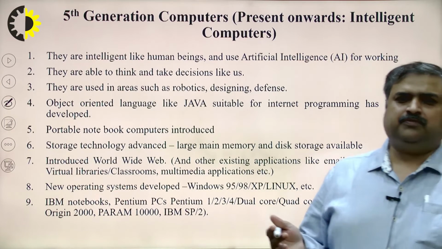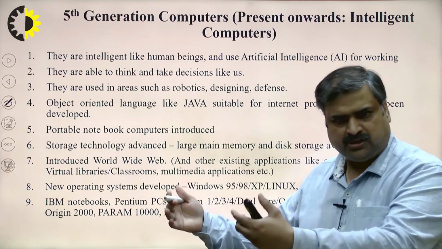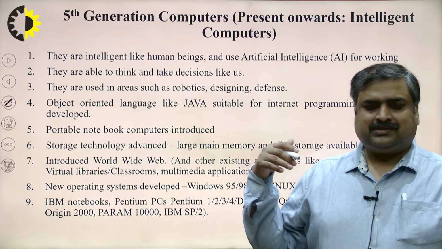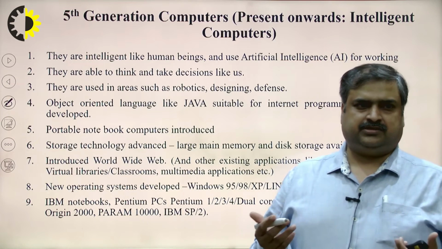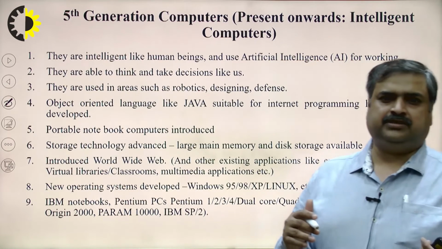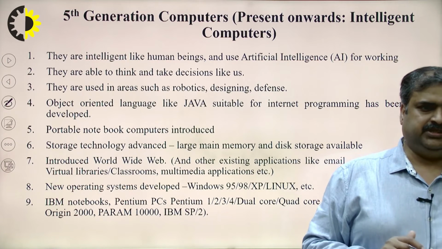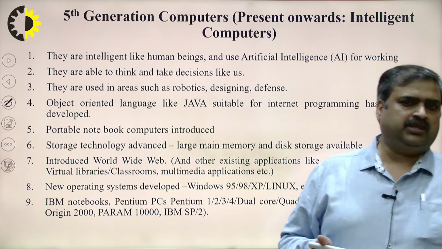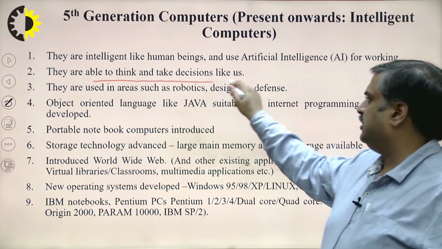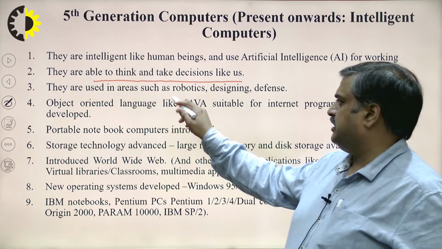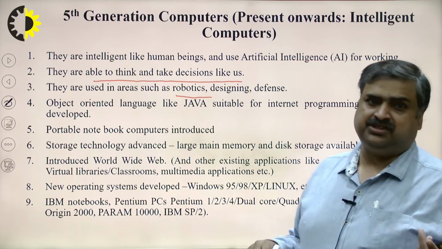Now, if we talk about 5th generation computers, they are basically the computers of 4th generation with some extended intelligence in them. So artificial intelligence has been introduced, and programs based on AI are being implemented on these machines, and some changes are being done based on the requirement. So these systems will basically be able to think and take decisions. They are used in areas like robotics, designing, defenses. These are the areas where these intelligent systems are being used.